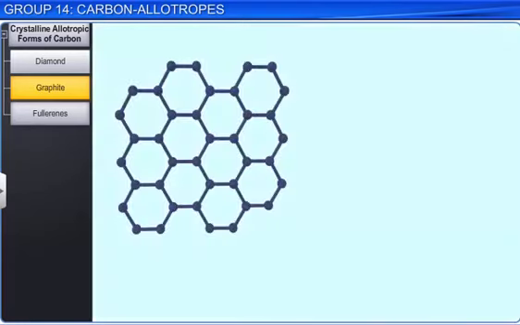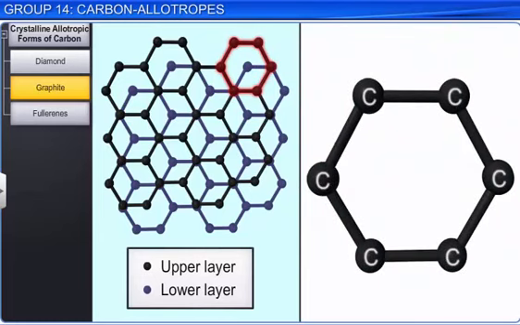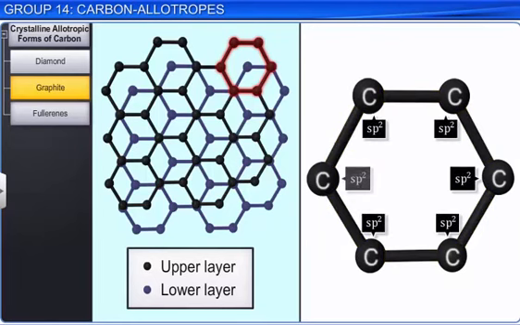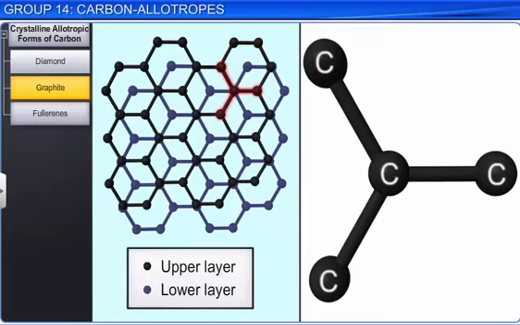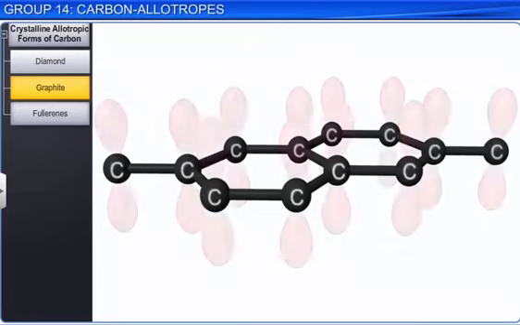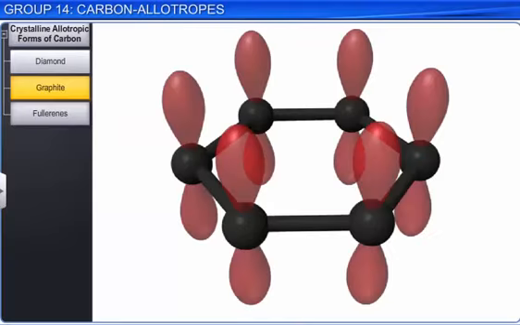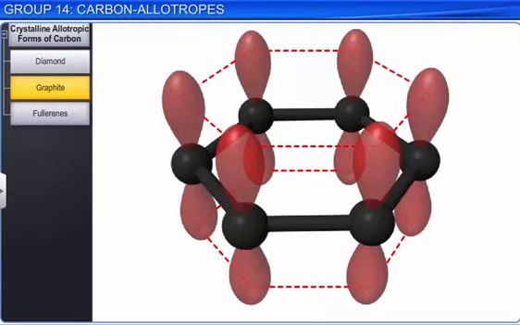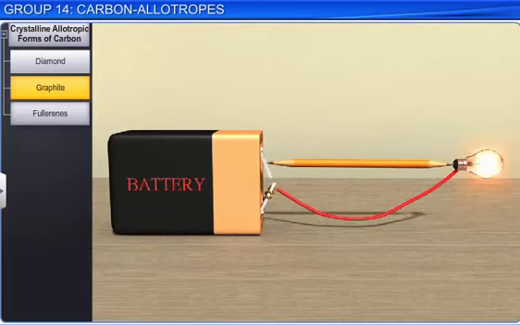Each layer of graphite is made from planar, hexagonal rings of carbon atoms as shown in the diagram. All the carbon-carbon bonds are 141.5 picometers in length. Each carbon in graphite is sp2 hybridized. Each atom forms 3 sigma bonds with its 3 neighboring carbon atoms. The 4th electron of each carbon is involved in pi bonding using the unhybridized p orbital on each carbon atom as shown in the illustration. The electrons involved in the pi bonding are delocalized. This means that they are free to move, and thus graphite is a good conductor of electricity.